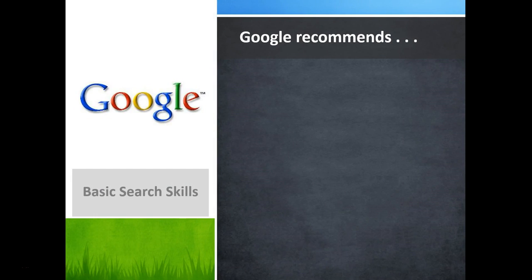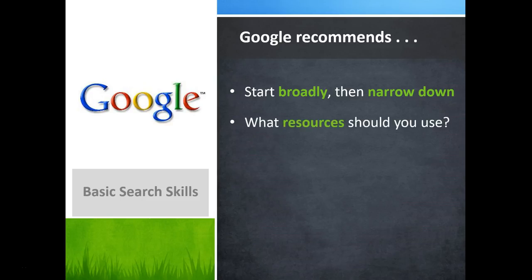Let's talk a little bit about how Google prefers you to search. Google recommends that you begin your search exploration broadly, then narrow it down as you discover more specific topics you're interested in. You should also consider what web sources you should use. Should you use Wikipedia? For academic research, the answer is definitely no. Should you use a government website? A health organization?